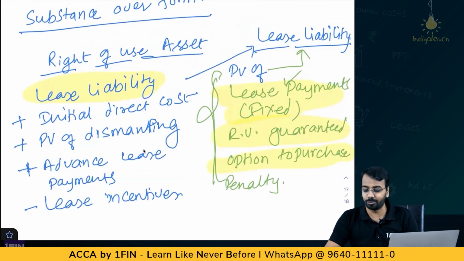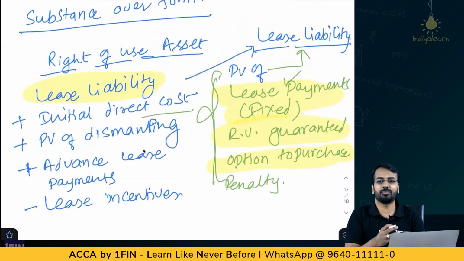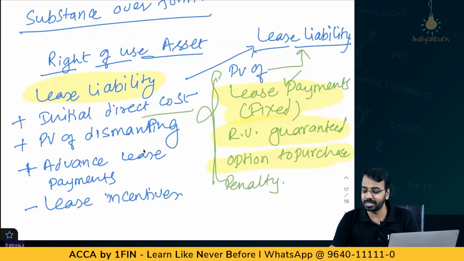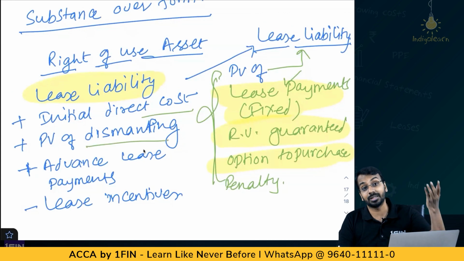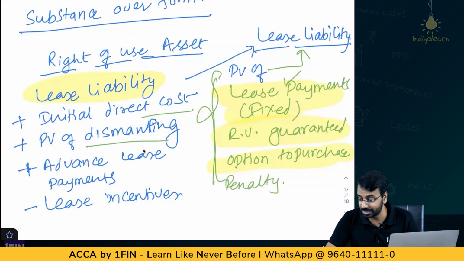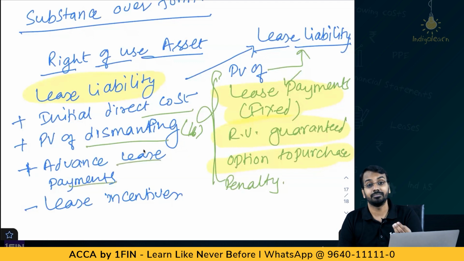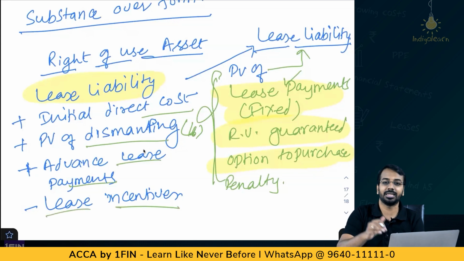Okay. Now this calculation: lease liability plus initial direct cost, some cost of entering into the contract, legal fees and all of that, plus present value of dismantling. After the expiry of the lease, if it has to be dismantled, that part include. This is in line with what we learned in IAS 16. Then lease payments, if I've already made the payments, that also will include. And if any lease incentives have been given by the lessor, that I will reduce.